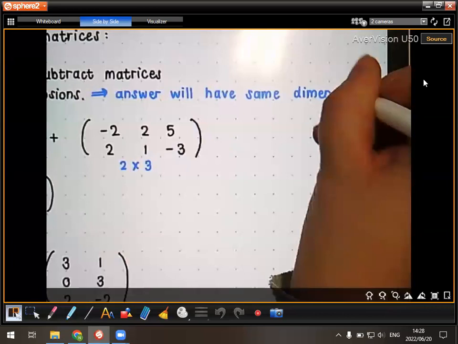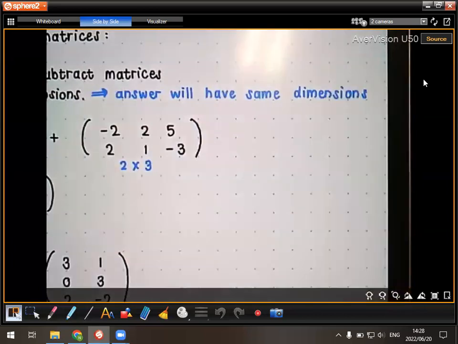Can we also just add to this little note that we wrote up here where we said we can only add or subtract matrices with the same dimensions? Can we just add a little arrow and also just say there, then the answer will have the same dimensions.